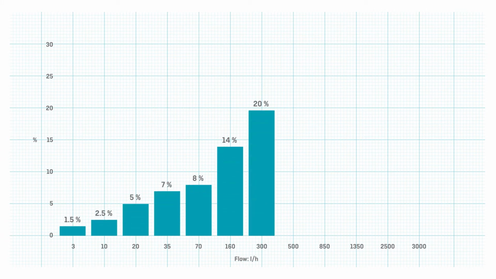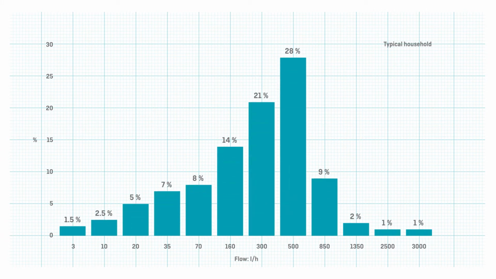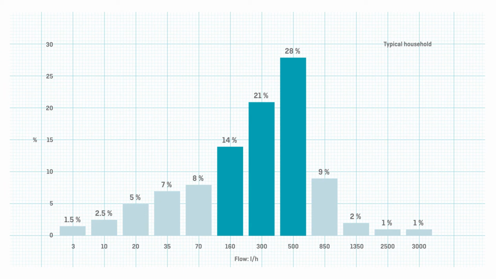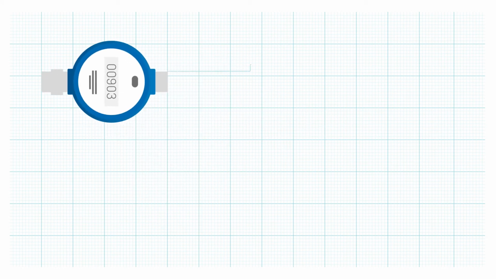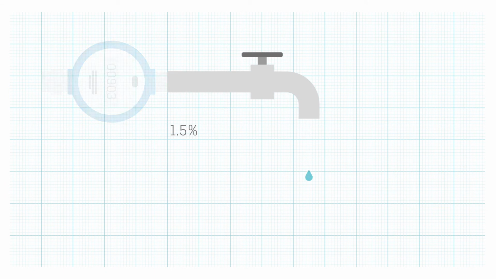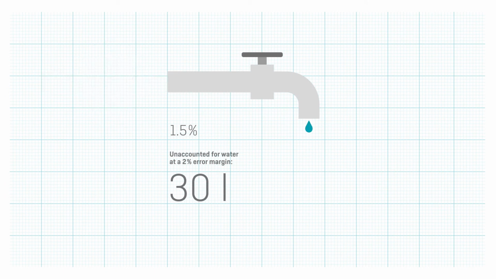So if accuracy is important to you, focus at the ranges where a typical household consumes the most water. And when choosing your next water meters, consider consumer profiles and link them to the actual performance of the water meter. For example, if a meter measures within a 2% error margin in an area that only accounts for 1.5% of a yearly consumption of 100 cubic meters, unaccounted for water amounts to 30 liters.